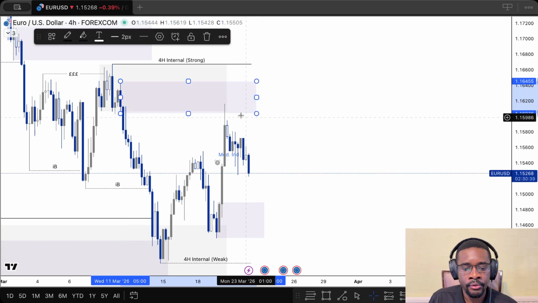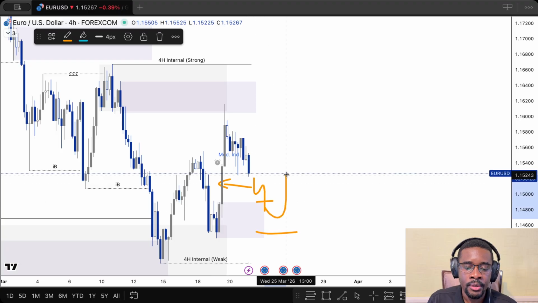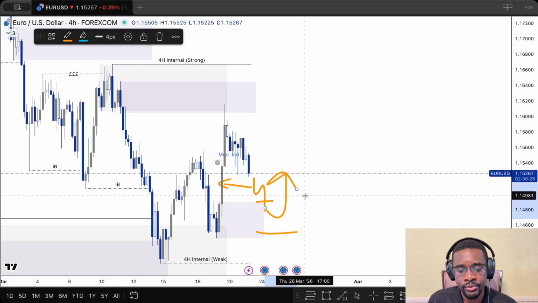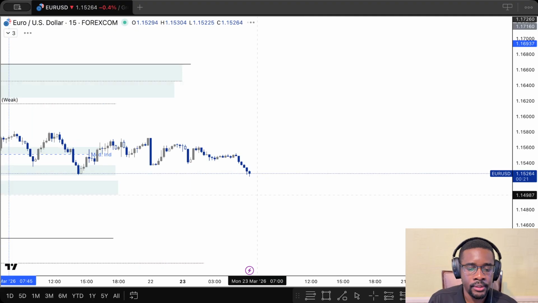Mitigated this 4-hour area, and then we've had a reaction, and now we are reacting. So of course we do have an imbalance right here, so this imbalance will need to be filled. So the expectation will be price will continue maybe to mitigate these areas, and then we'll have a reaction upwards of some sort.